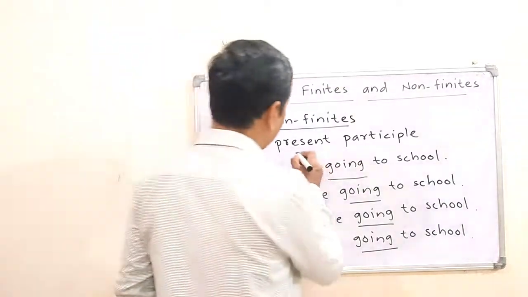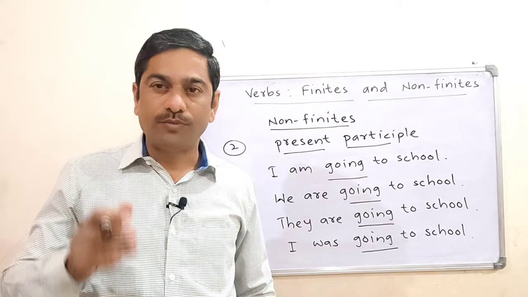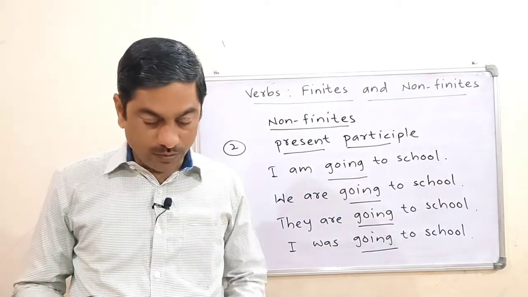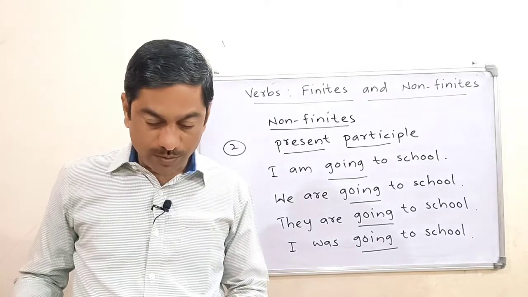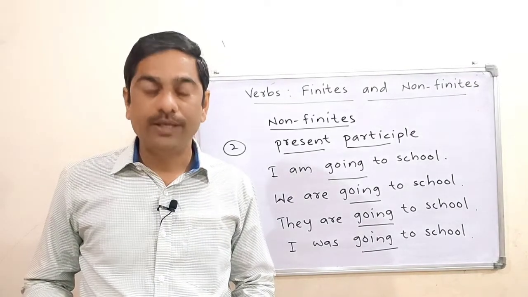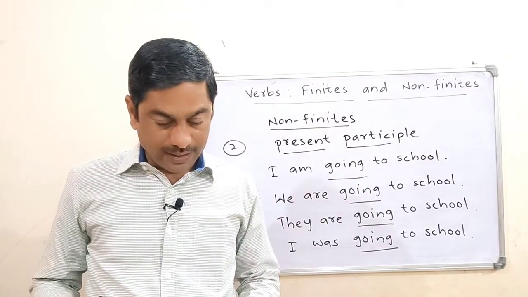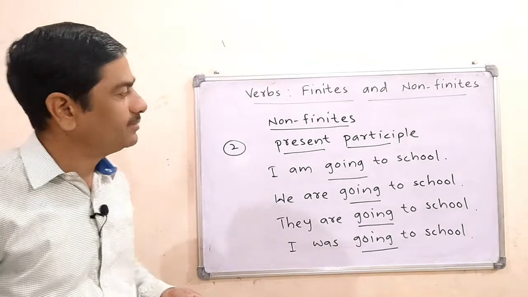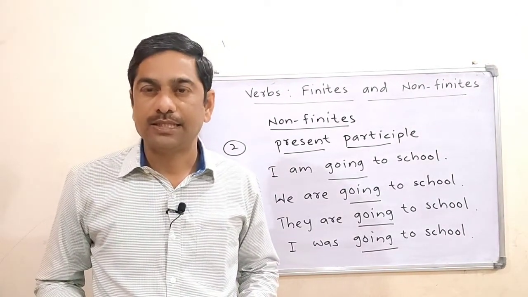What is present participle? Present participle is the ing form of the verb. I think you have understood what a present participle is. We make use of a present participle for preparing continuous tenses. The main function of present participle is to form continuous tenses.